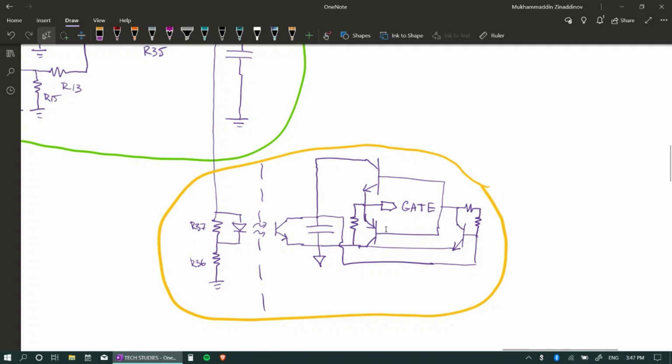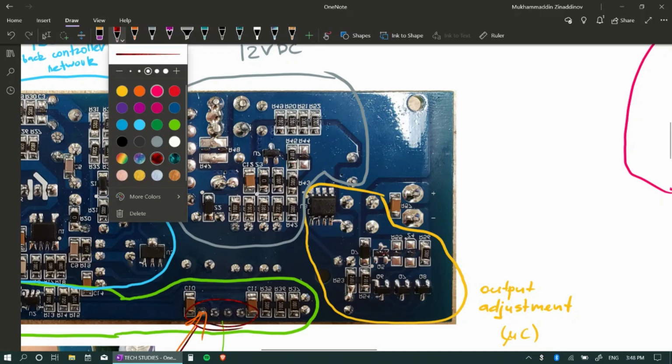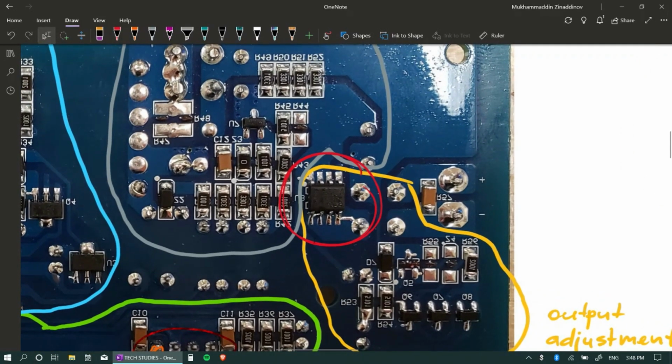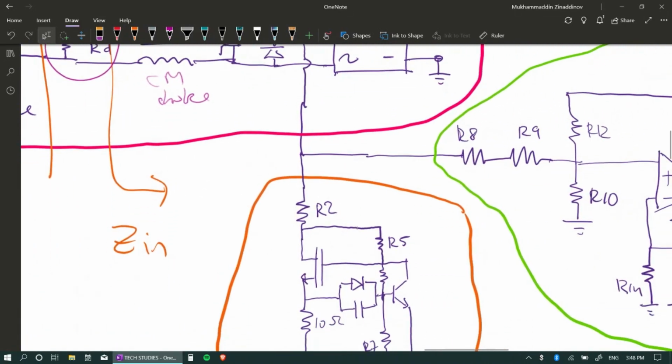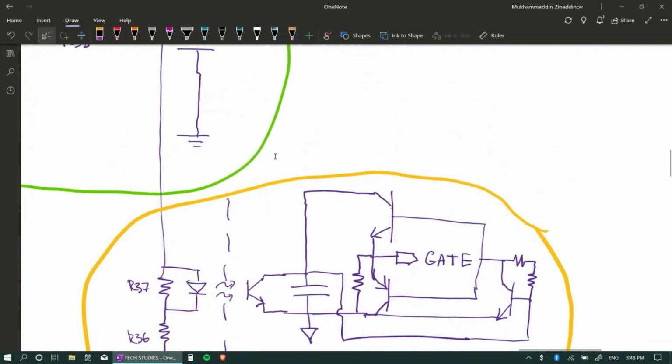And then we have this push-pull network to drive the gates of the transistor, this one. You will see that these three pins are drain, these three pins are source, and this one pin is gate. So it sends signals to the gates, and based on the input, it'll be adjusting the output.